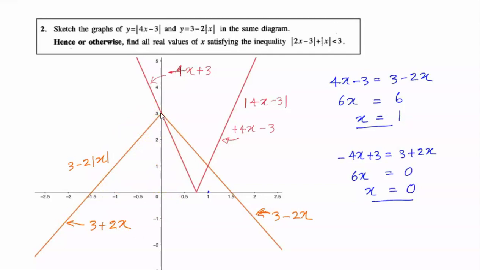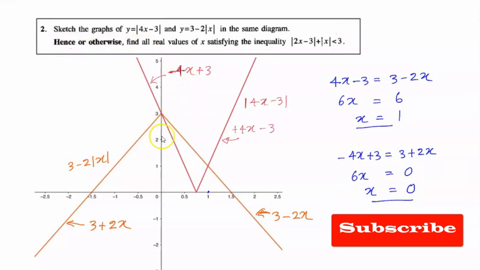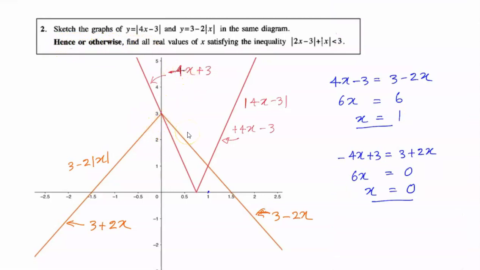I just found the intersections so that I know where the graphs are crossing each other. Why do I need that? That will be helpful when you use the graphs to answer the question. When it says hence or otherwise, as I said earlier, try to use the hence part. Otherwise would mean you don't use the graphs you just did, you're going to go in a totally different area of method that you come up with. But hence would help you to use the graphs.